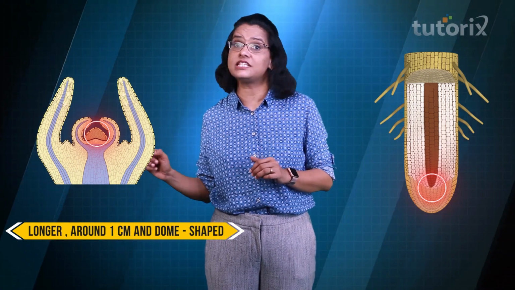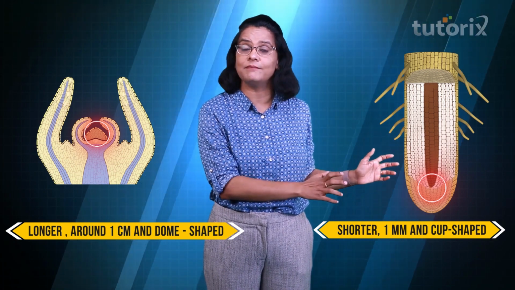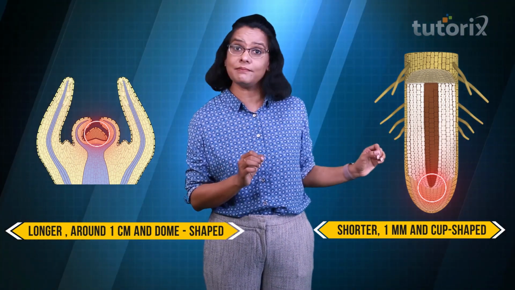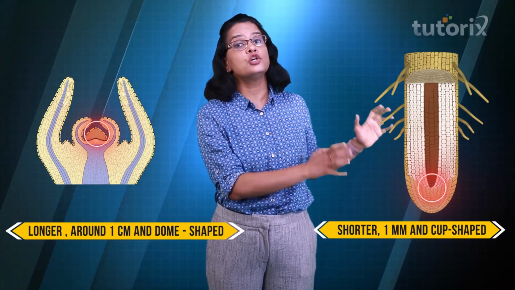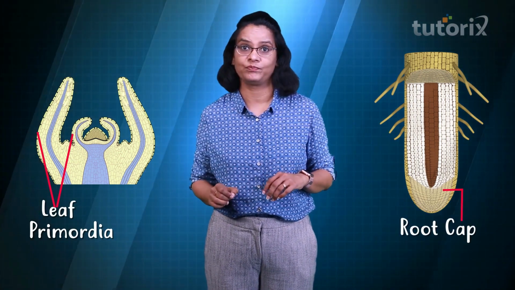The shoot apical meristem is longer, around 1 centimeter in length, and it is dome shaped, whereas the root apical meristem is smaller, around 1 millimeter in length, and it is usually cup shaped. The shoot apex is covered by leaf primordia, whereas the root apex is covered by the root cap. The new cells which are formed in shoot apex are added to the base, whereas in case of root apex, the new meristematic cells are added both to the base as well as to the apex.